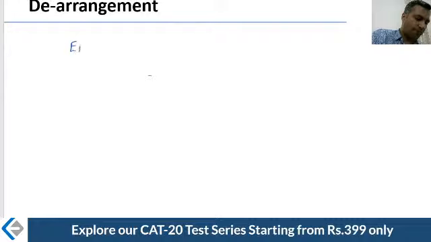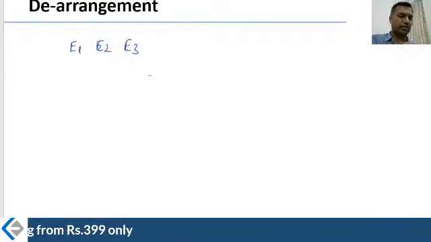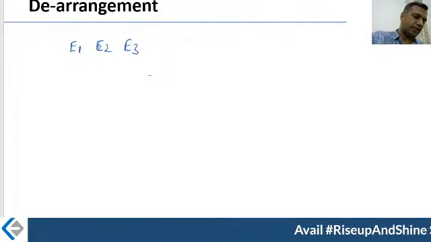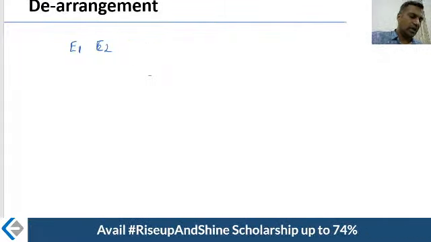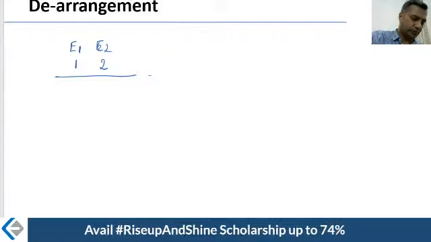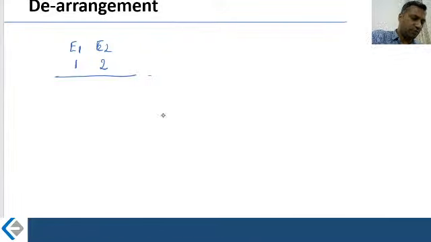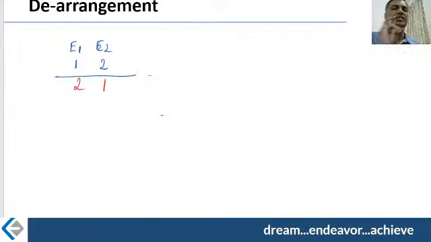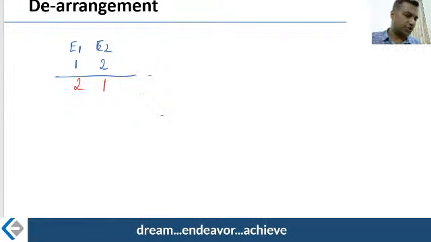There is an envelope 1, an envelope 2, and an envelope 3. Let me take 2 envelopes to start with. Letter number 1 is supposed to go into envelope 1. Letter number 2 is supposed to go into envelope 2. This is the right way of doing this. But if you put 2 here and 1 here, this is called a derangement. Derangement means none of the letters will go into the rightly addressed envelope.